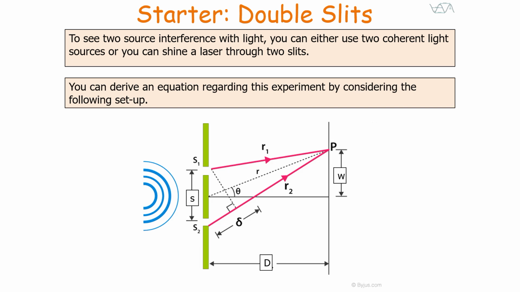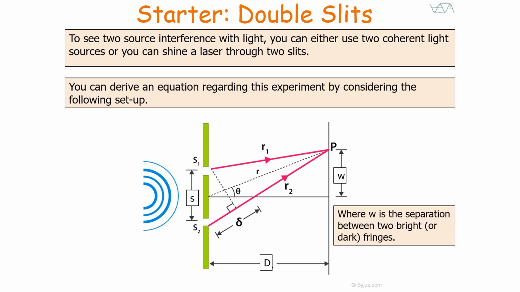Now you can derive an equation regarding this experiment by considering the following setup. Say S is the distance between the centres of two slits, W is the separation between the centres of two bright or two dark fringes which are adjacent to each other, and big D is the distance between the slit and the screen. Now P, as you can see on this diagram, is the first bright fringe on the screen.